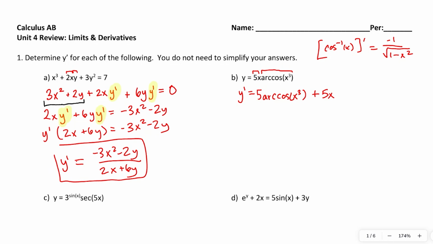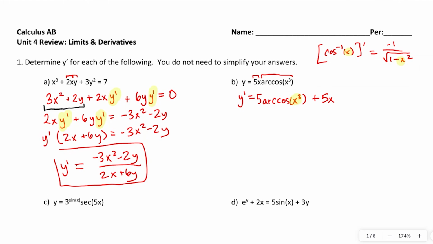So be careful here. For the x cubed, I'm going to have to use chain rule. This x cubed is going to be where the original x was, right? But then I will have to multiply by the derivative of x cubed, which, as you should know, is 3x squared. So the derivative of arc cosine of x cubed is going to be negative 1 over square root of 1 minus x cubed squared times the derivative of x cubed, which is 3x squared.